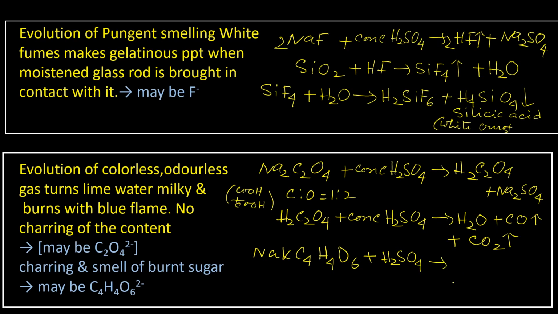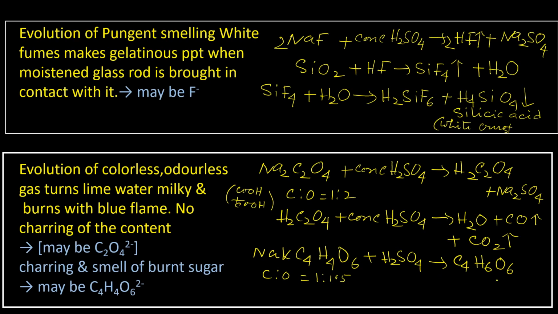As usual, first it will be tartaric acid, C4H6O6, plus sodium sulfate will form, right? Now, in this tartaric acid, the carbon to oxygen ratio is 1:1.5. So, not sufficient oxygen is there.